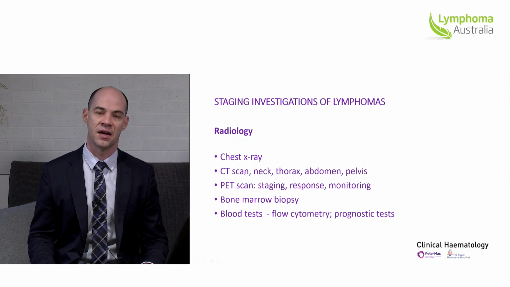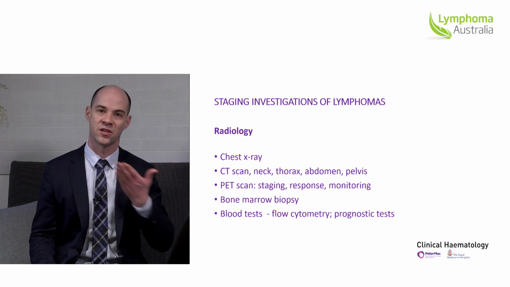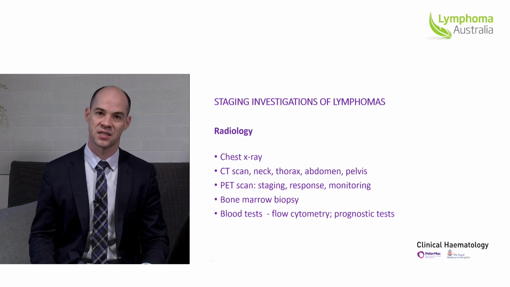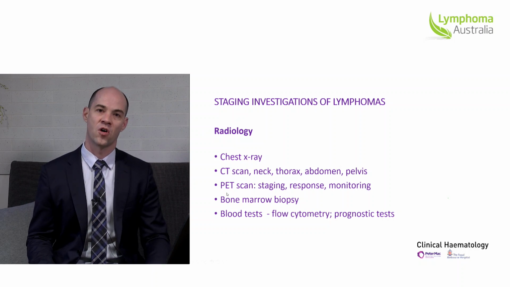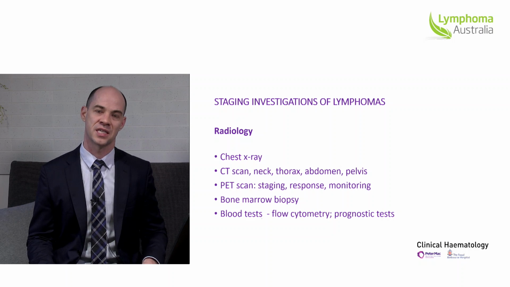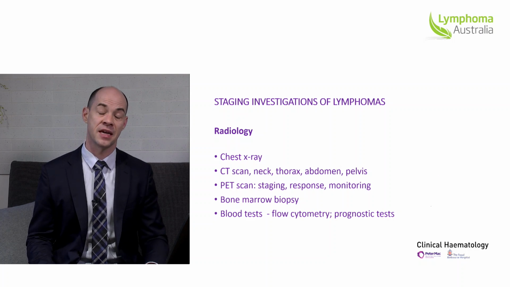CT scans mean computed tomography, and this is essentially cross-sectional imaging of a patient. So x-rays taking a slice through a patient so that we can see all the organs in the body in great detail. This is a very accessible test. PET scans are just a little less accessible. This involves the same basic idea, so cross-sectional imaging using a CT scanner, but with an additional scanner on top called a PET scan. PET stands for positron emission tomography.